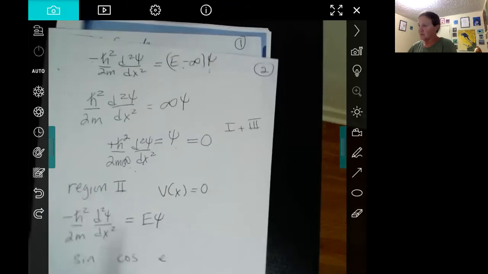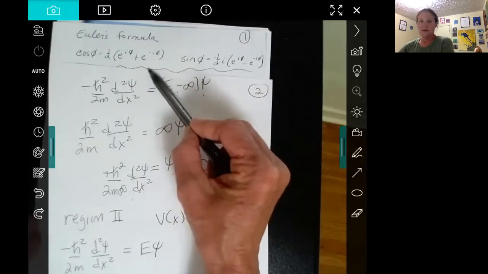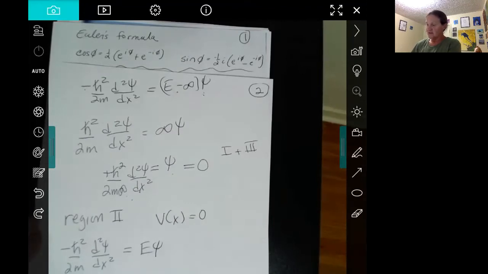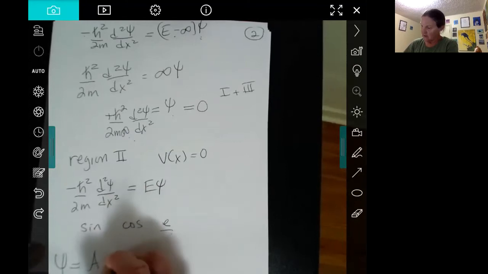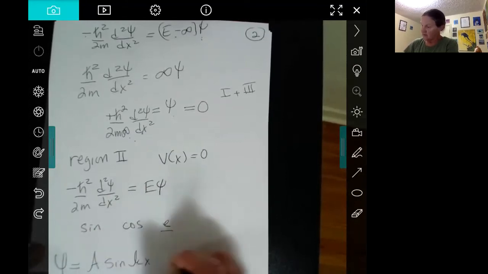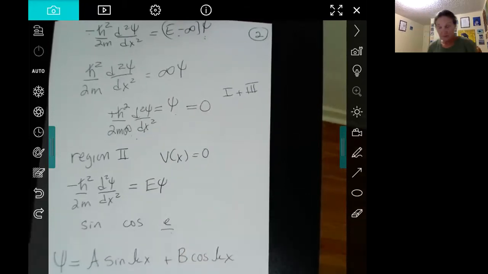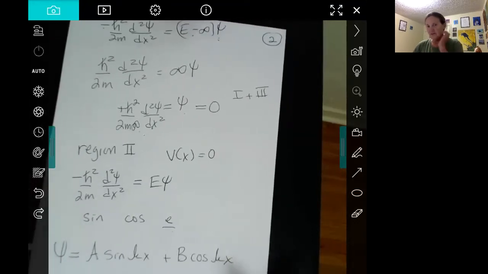solution. So that's why I had Euler's formula here. Sine and cosine can be written as linear combinations of the exponential function. So because of that, if we include sine and cosine, we're really also including this function. So we don't have to include sine, cosine, and exponential because they have a dependence on each other. So I'm going to start out and I'm going to say psi equals a sine kx plus b cosine kx. And now we'll look at how we can simplify that based on the physical properties of the system.